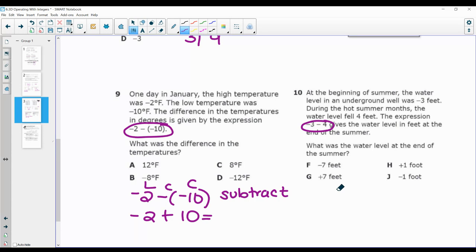For the next one, number 10, -3 minus 4. Again, there's a minus, so you're going to have to do LCC to change this minus to a plus. Leave it, change the minus to a plus, change the 4 to -4. Remember, they're both the same sign. That means add them up, group them, and check if the symbol is going to be negative or positive.